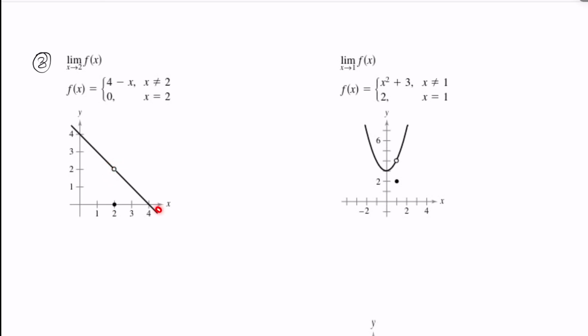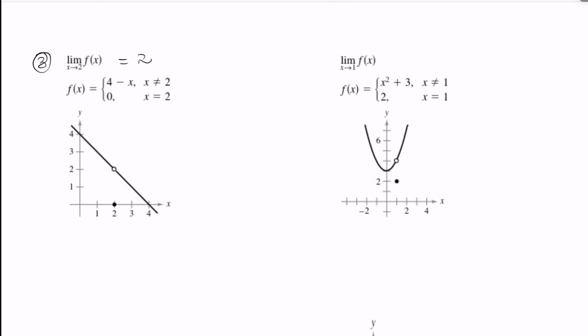So we approach 2 from the right, and as we approach 2 from the right, the value we get is 2. And as we approach 2 from the left, the value again that we get is what? Is 2. So that tells us that both the left-sided limit and the right-sided limit are equal. So the answer to this will be equal to 2.